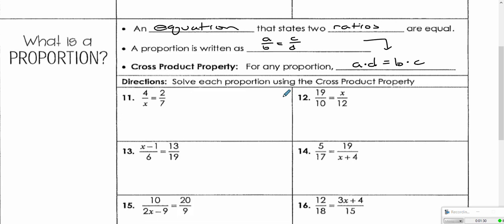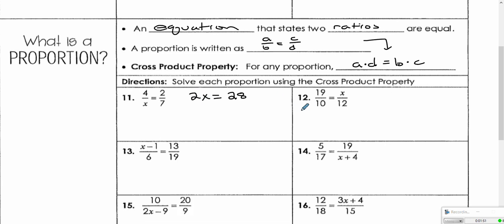Actually, I'm going to do two examples. Let's do 11 and 12, and then the rest of these I'll do as separate examples. Number 11. So if we're going to do the cross product, 4 times 7. Okay, so I'm going to write a new equation here. 4 times 7 on one side is 28. On the other side of the equal sign, 2 times x is 2x.